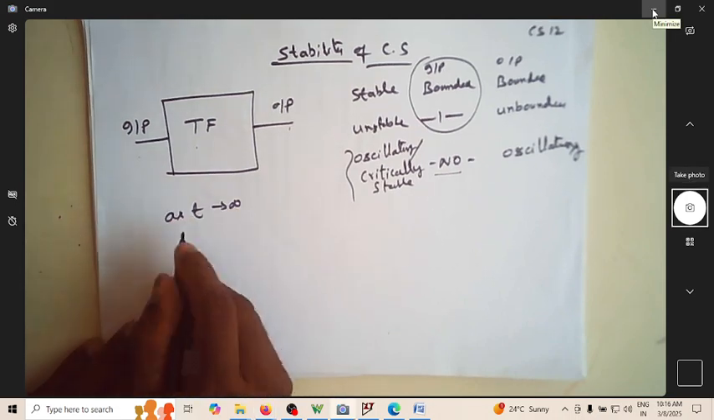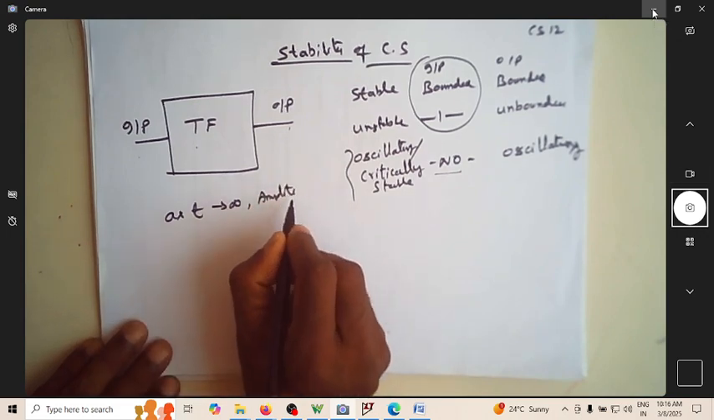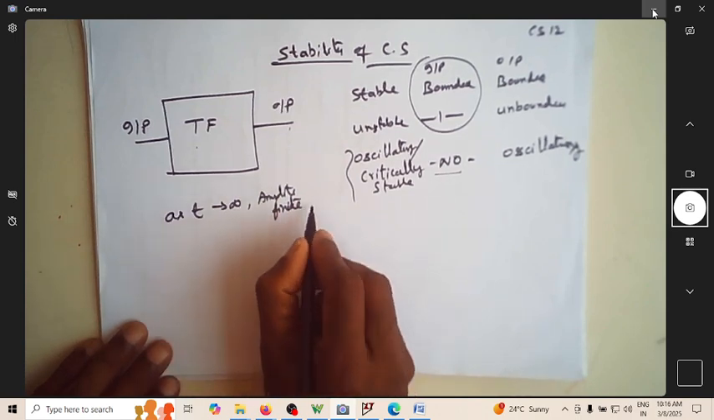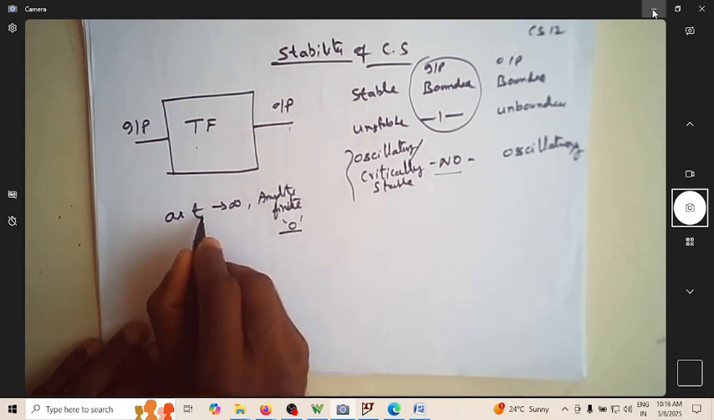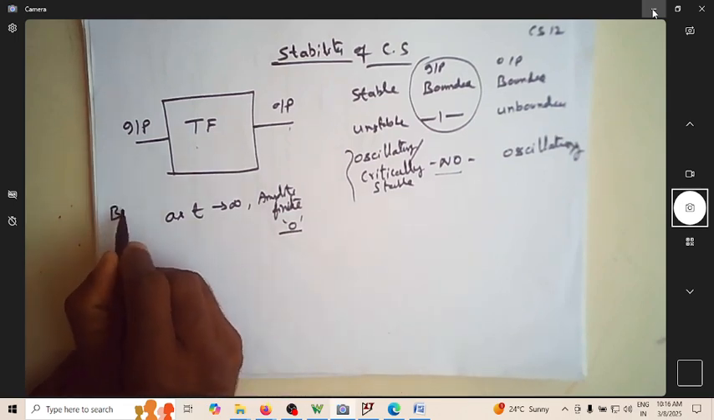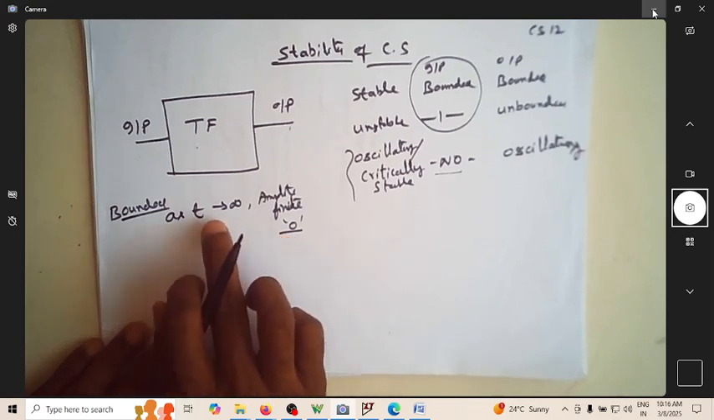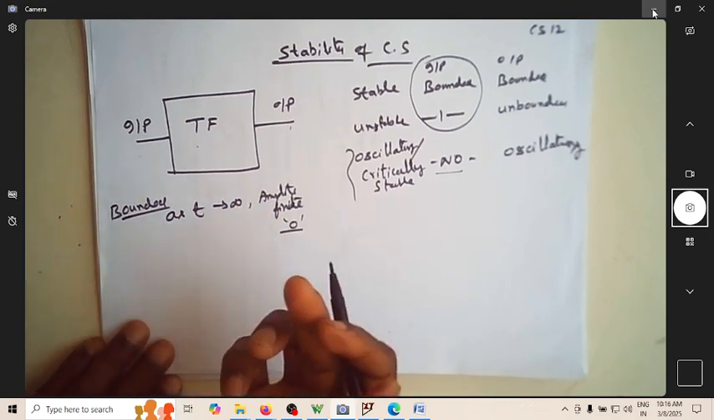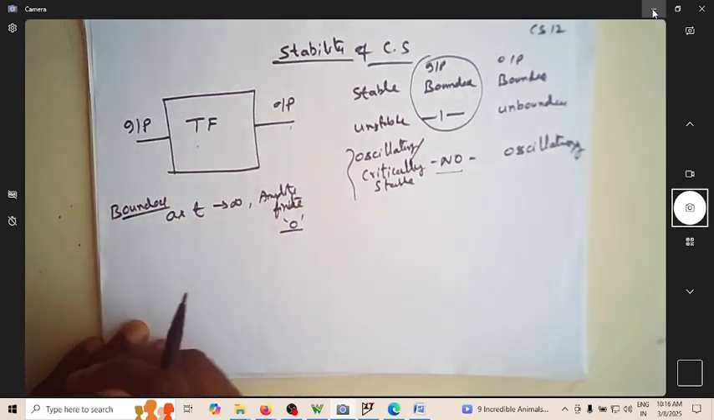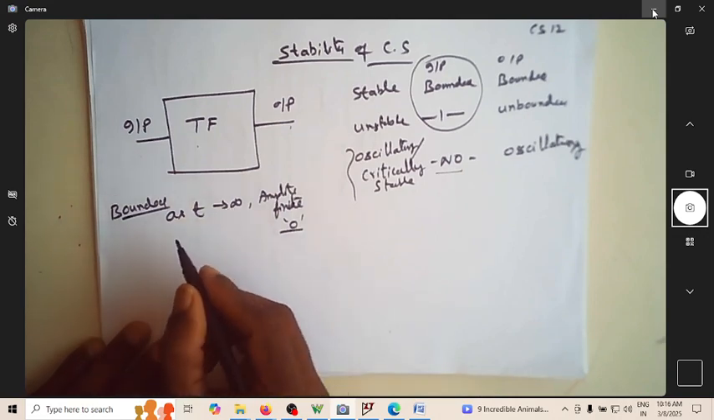Now as t tends to infinity, your amplitude should be finite. So it should be finite amplitude. Even if the amplitude is 0 as t tends to infinity, it is finite, because 0 is a finite value. So this is what is called as bounded. If the input has a finite value as t tends to infinity, then it is a bounded input. Even in case of output, if the output has a finite value as t tends to infinity, then that output is also called as bounded.